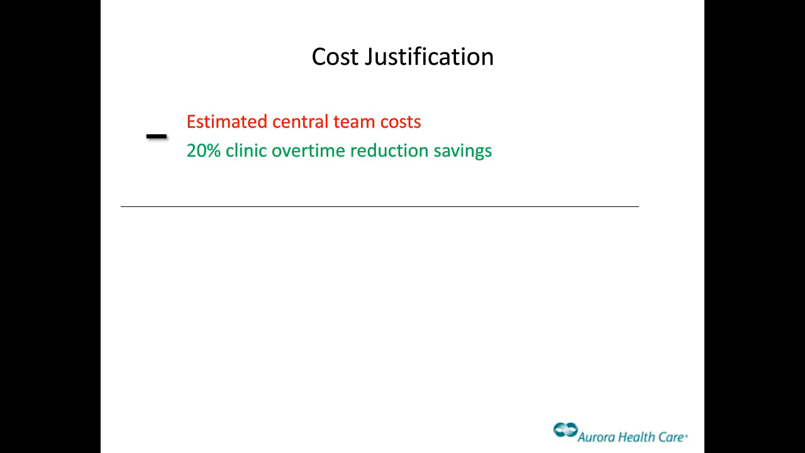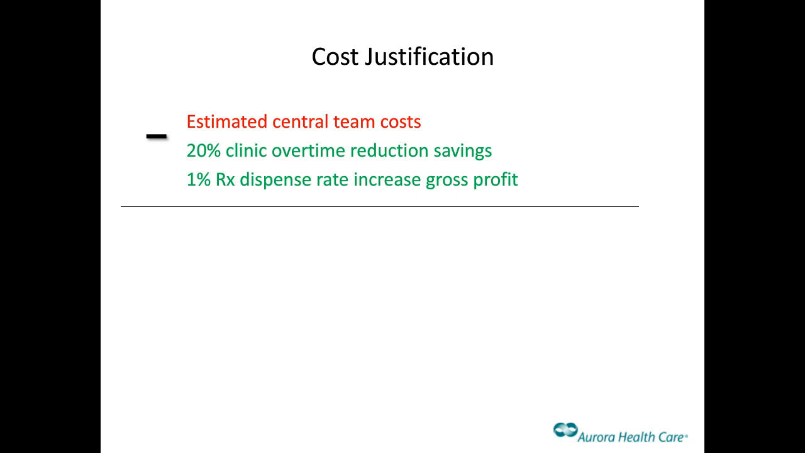So we pulled all of this financial information together and padded it also with the great patient stories that we just shared. Pulled that together and basically we're able to estimate the central team costs overall. We offset that with a 20% clinic overtime reduction savings and a 1% prescription dispense rate increase in gross profit.